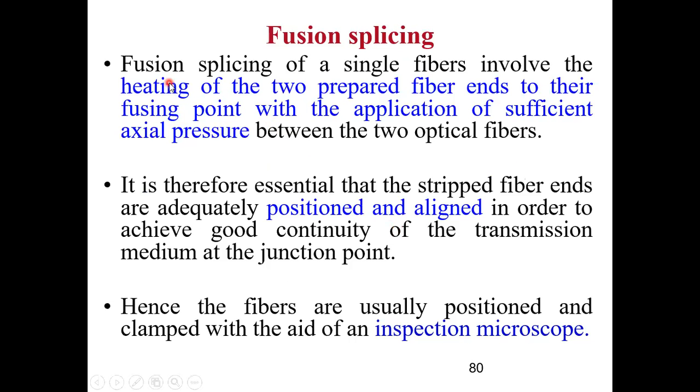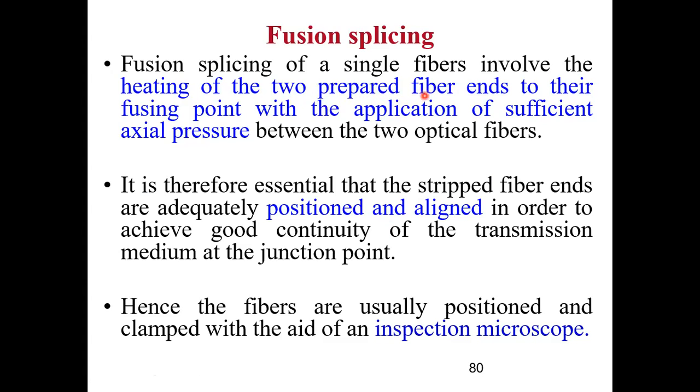So what is fusion splicing? Fusion splicing of a single fiber involves the heating of two prepared fiber ends. I had discussed in the last lecture what a prepared fiber end is, and that will also be demonstrated in the video. So you look for the words which you are learning in the theory in the demonstration video, because usually we used to have a workshop in offline mode, but now we have to work with just seeing a demonstration video.